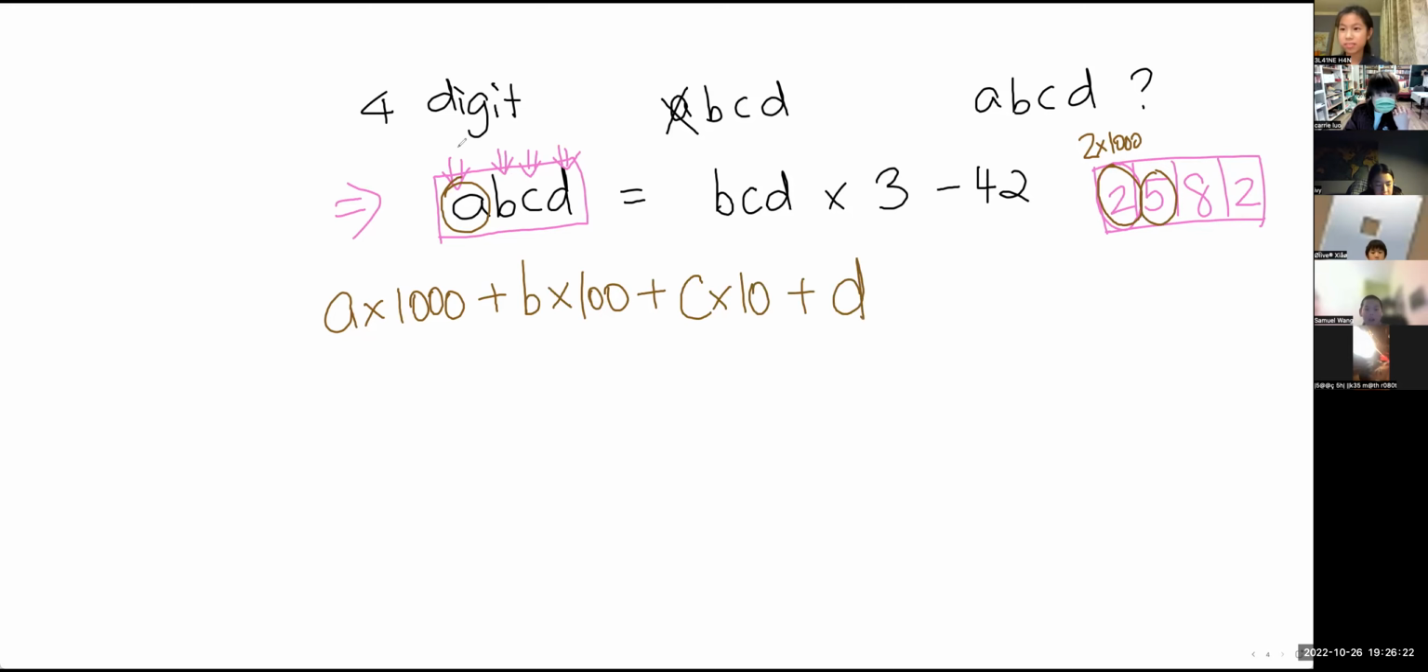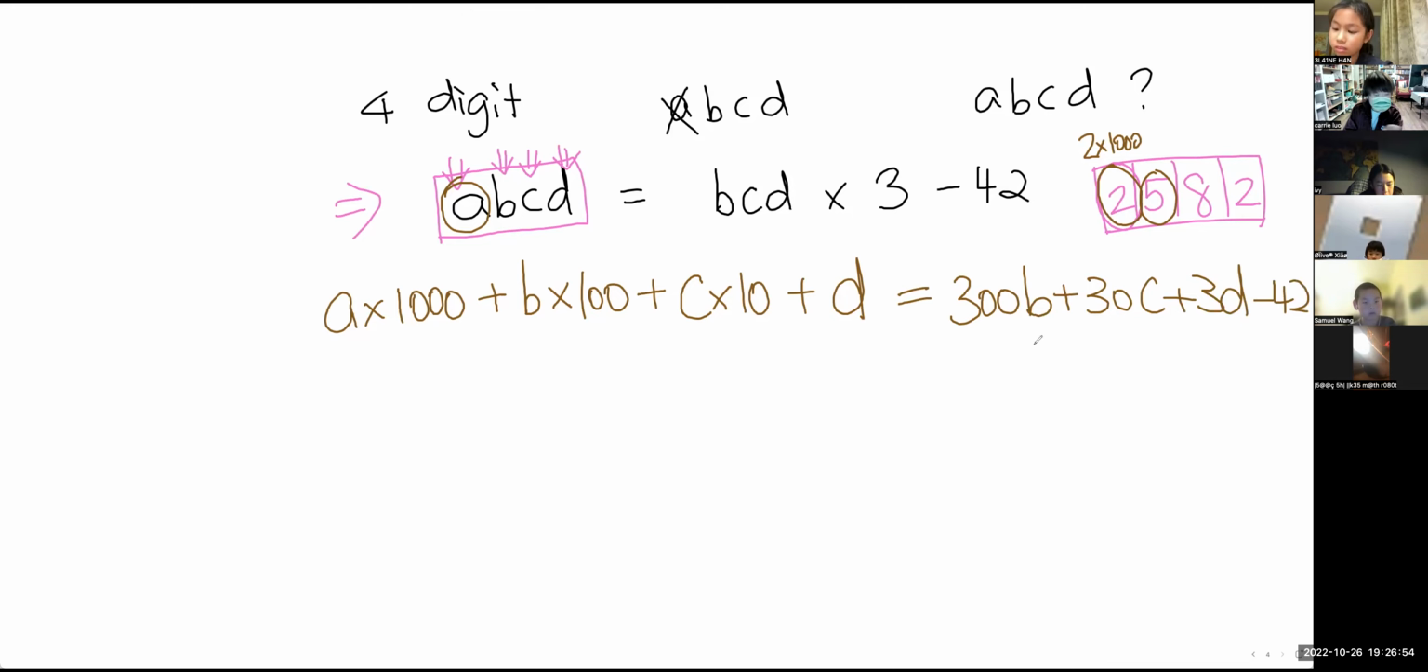D times what? Daniel. Daniel, you have no face and no sound. Quick, D times what? Unmute yourself. 1. Thank you. So D times 1. So technically, we don't have to do anything for D, right? So the other side, we're actually having 300B, 30C, and 3D minus 42.